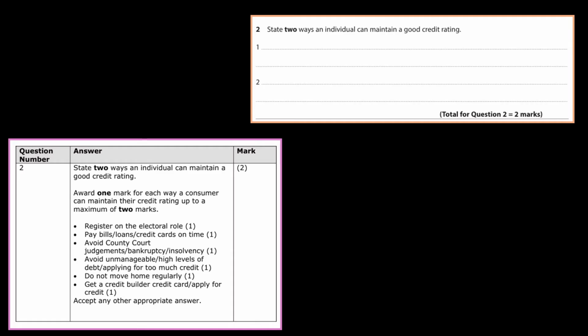impacted on you, then it obviously becomes very limiting to be able to get credit, and that can be even simple things like getting a mobile phone contract would become very difficult, renting a property, car loans, that kind of thing. So very important to protect your credit rating, and nothing directly to do with the answer. But anyway, that's the answer for this question, and let's move on to question 3.